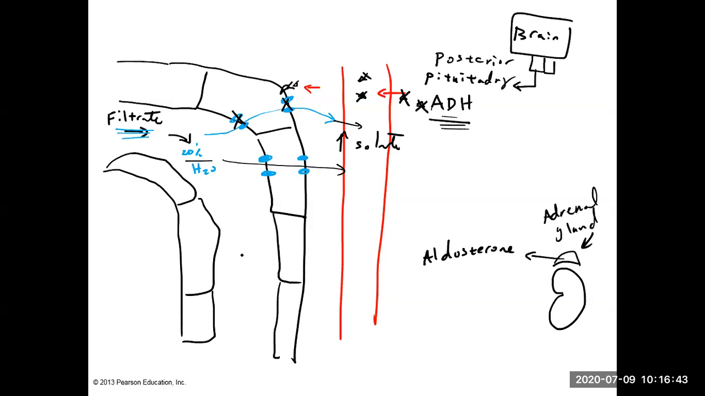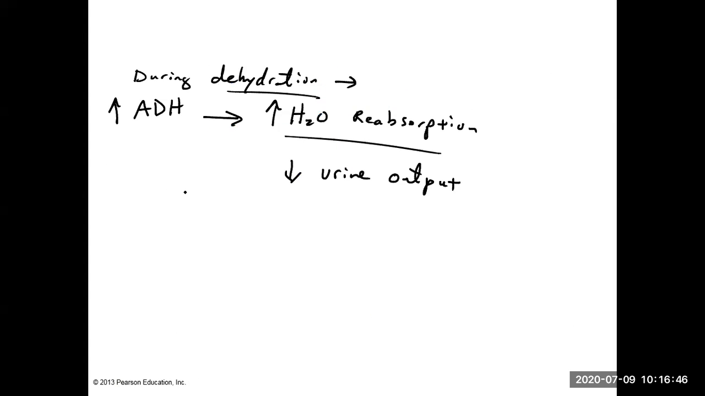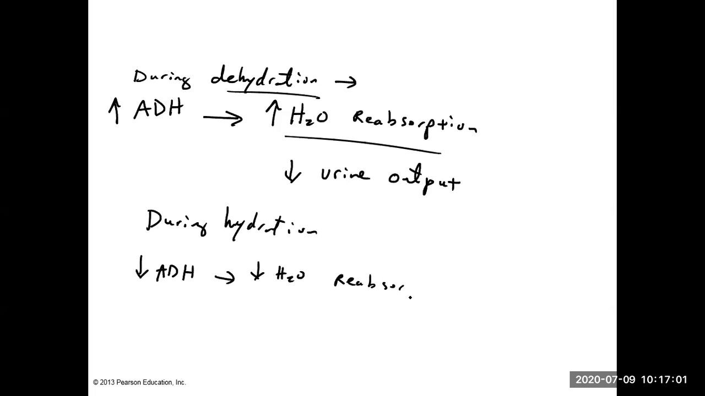So what happens then during hydration? Opposite happens. During hydration, you have lower ADH, therefore you have less water reabsorption, and as a result of that, you will have a higher urine output. And you know that already. If you keep drinking water, you need to use the restroom more often, okay? Because your urine output is getting higher, all right? And the ADH is lower.